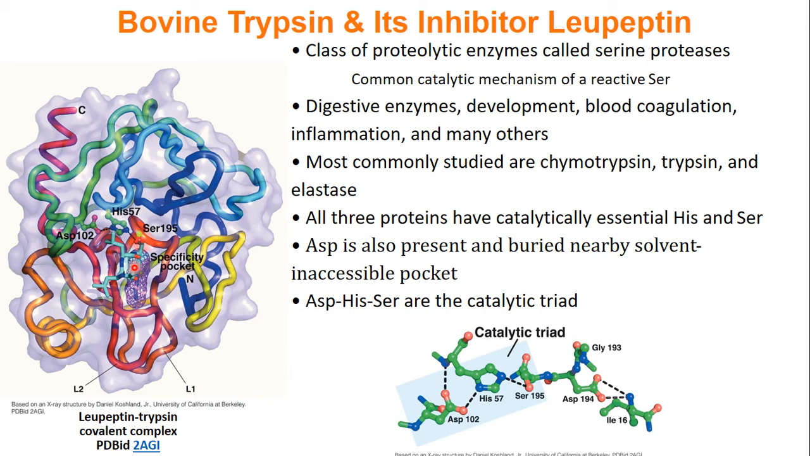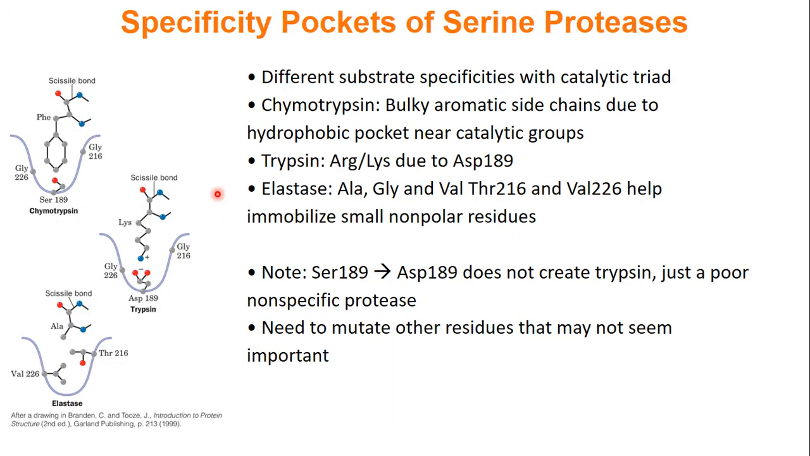Here we have bovine trypsin with an inhibitor, so we can see the mechanism in action, where we have Ser, His, and Asp all interacting with our inhibitor. And we have something called the specificity pocket to make sure specific serine proteases only work on specific substrates. So let's look at the specificity pocket a little bit more.